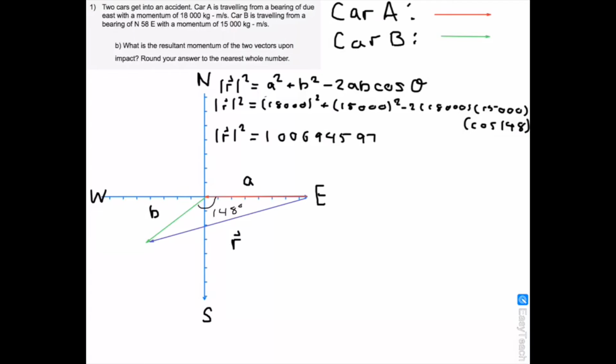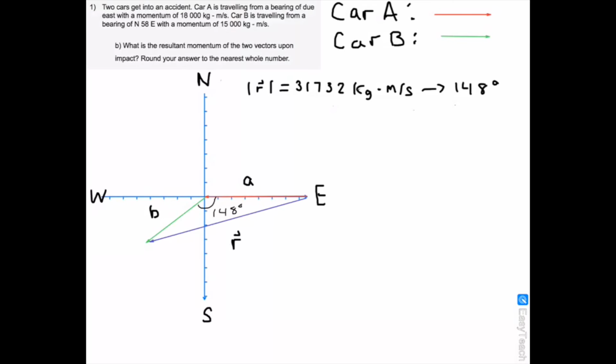It's a pretty large value, but I still have to go ahead and root it to get the magnitude of the resultant vector. And here's the moment of truth. Rounding to a whole number, the magnitude of my resultant vector is 31,732 kilograms meters per second.